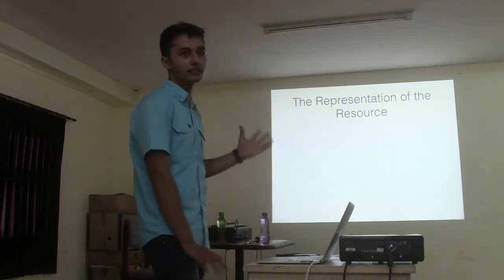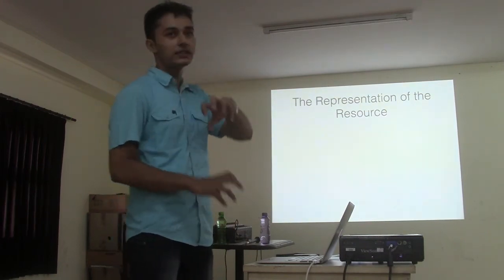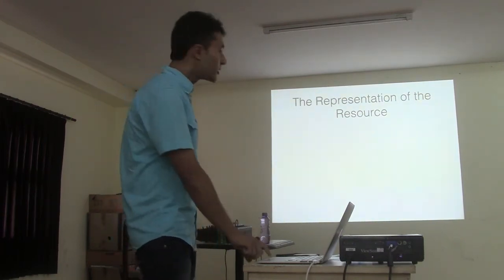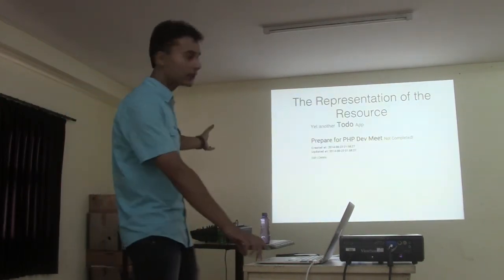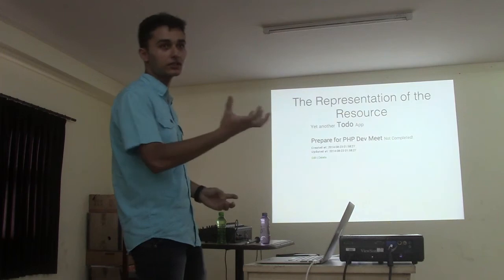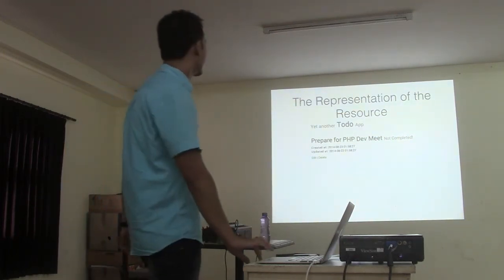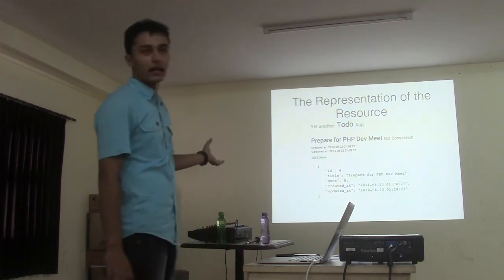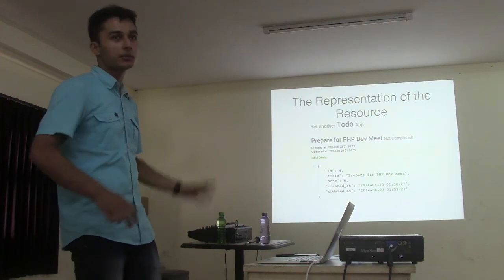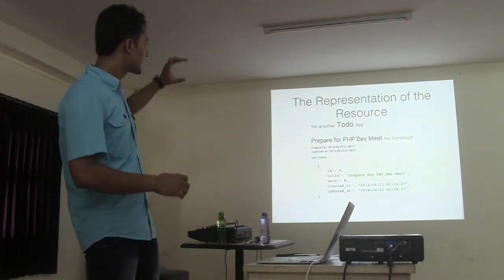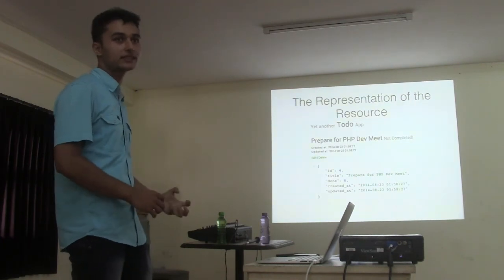The representation of the resource. As we have already seen, the resource, the to-do list, resides in the database. But the representation, this HTML file that we just saw, is just a representation of the resource that is stored in the server and will be passed to the user via web browser. And I've also done something for JSON. If we are making apps, we'll probably be using JSON. So the resource is the same, but only the representations are different.